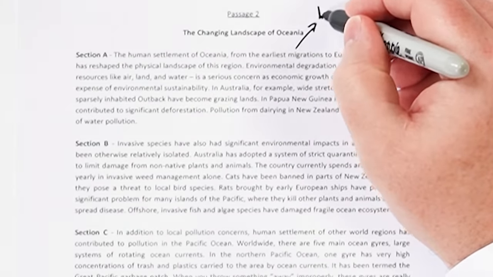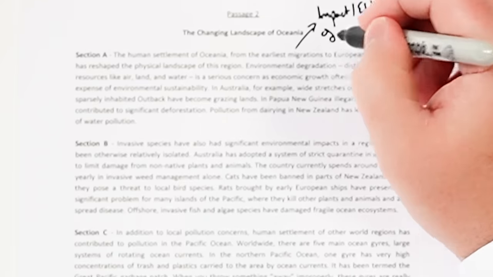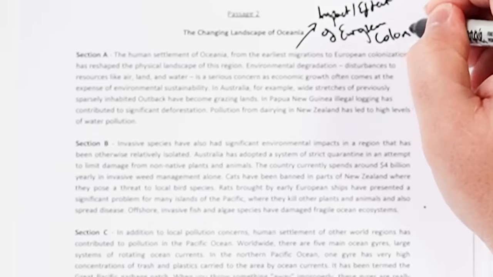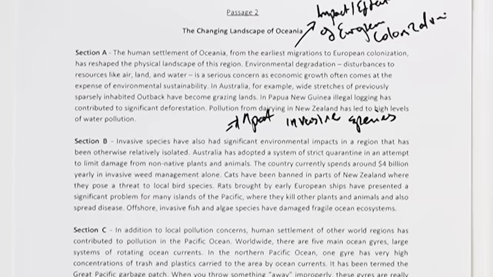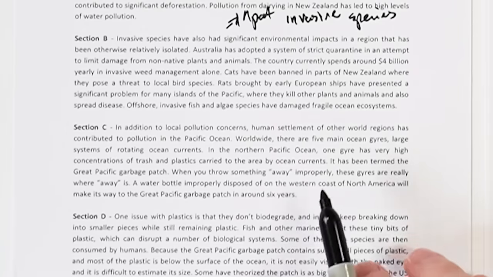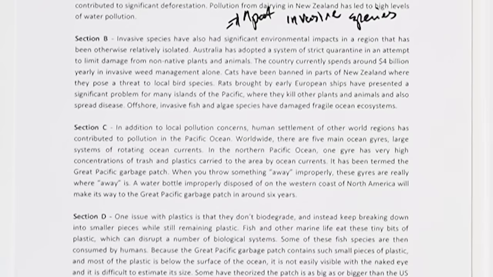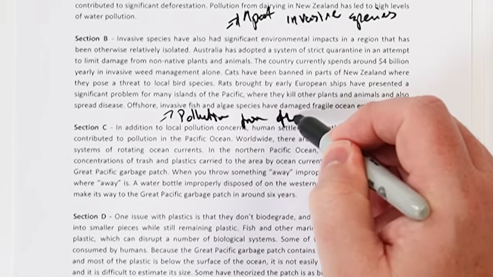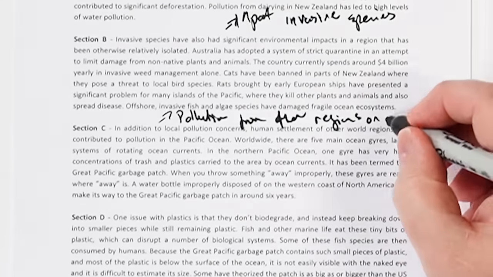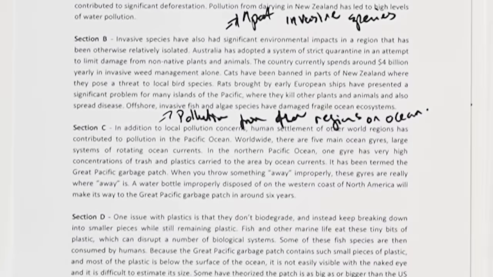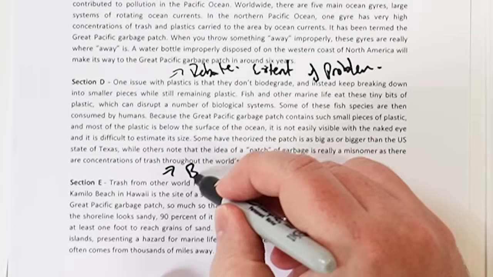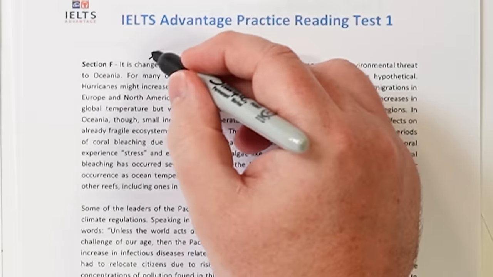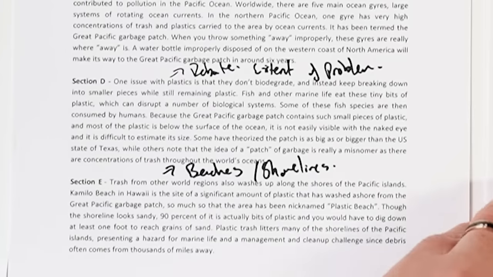So I'm going to have the impact or the effect of European colonization. And this is more the impact of invasive species, plants and animals that are not from that area. So this is really talking about pollution from other regions having an impact on the Pacific Ocean. So this is pollution from other regions, let's say on oceans. This seems to be about a debate about the extent of the problem, maybe. This is about beaches, shorelines. This is about climate.